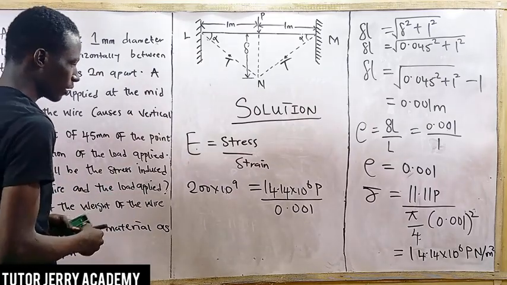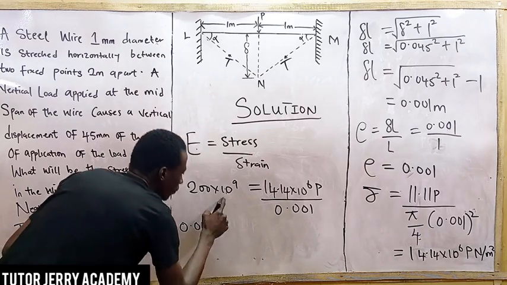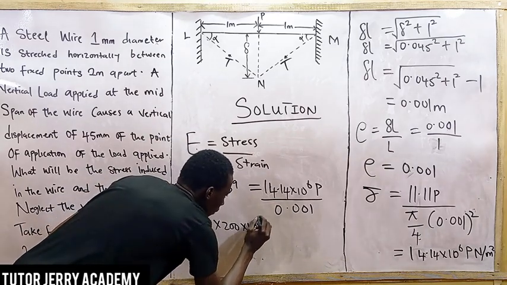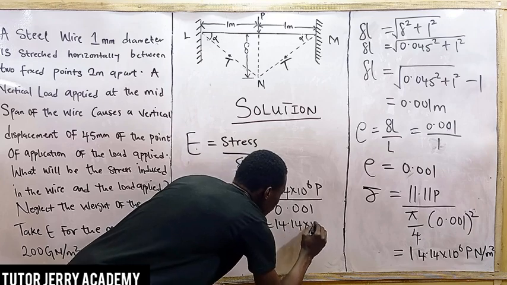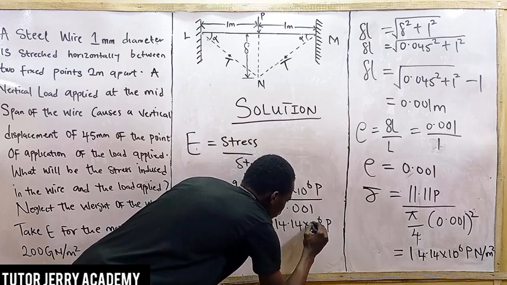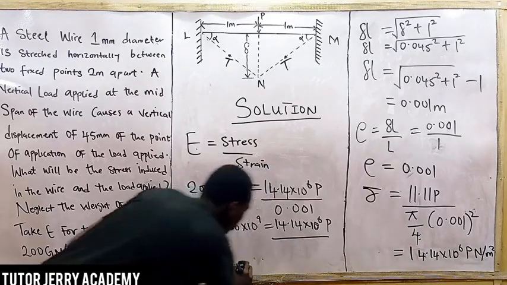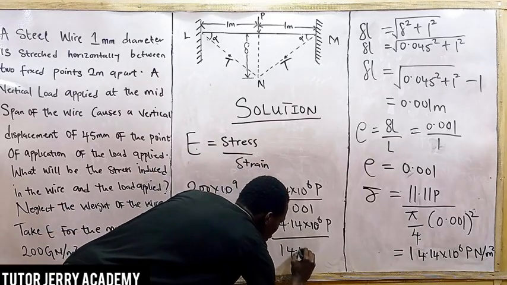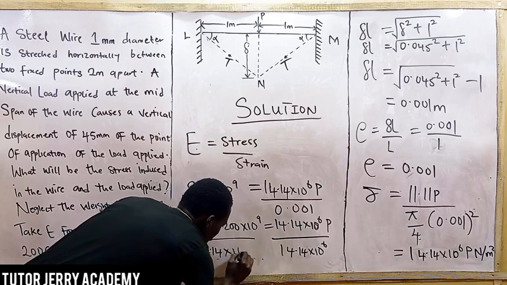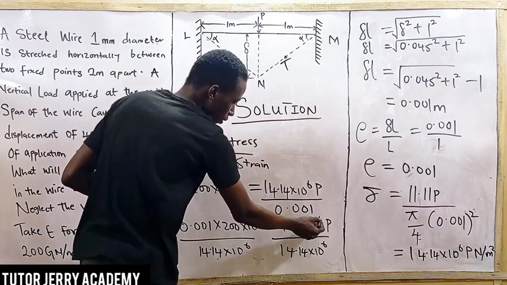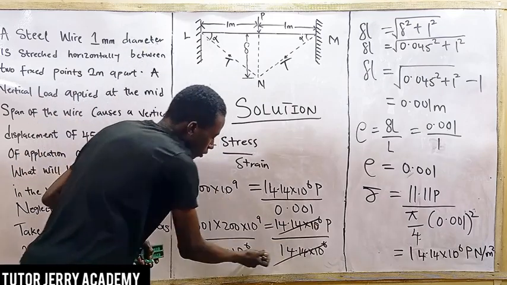So this is what we have. Next, we are going to be cross multiplying. Of course, if we do that, we're going to be having 0.001 multiplying this, which is 200 times 10 to the power of 9. It will be equal to 14.14 times 10 to the power of 6 P. Now, this is what we have. Next, we are going to be dividing both sides by the coefficient of P, which is 14.14 times 10 to the power of 6. P will be equal to what we have here.